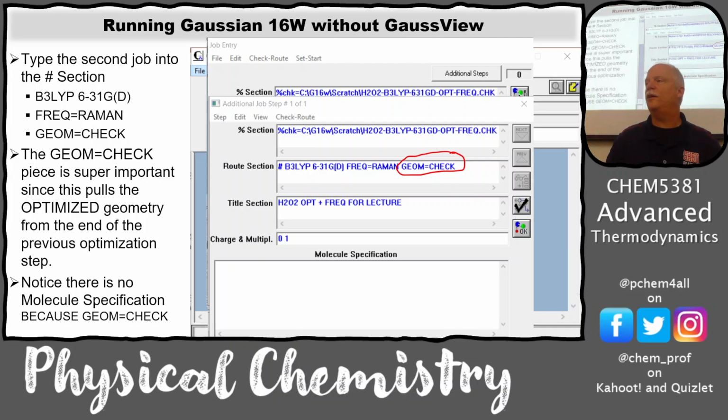That way you don't have to put it down here in the molecular specification section. You do have to put the charge and multiplicity though, because maybe you want to change that. So maybe you could have it go from a singlet to a triplet or something like that. Okay.